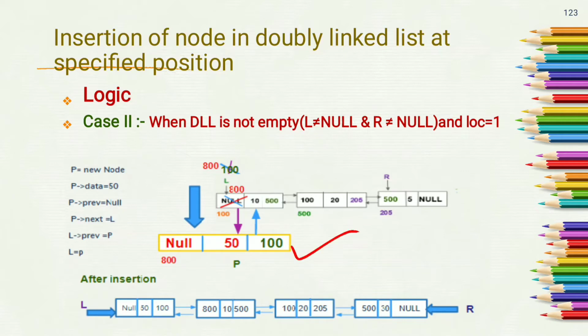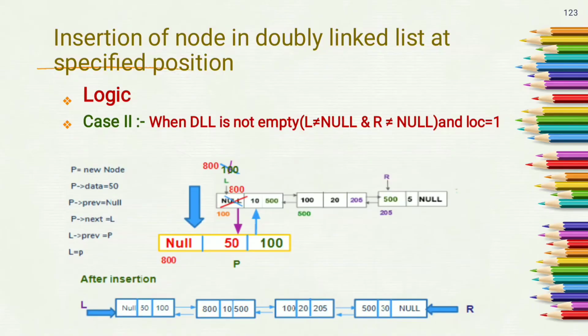Now we want this new node to become the first node of the doubly linked list. For that we have to point L to this node, because L always stores the address of the first node. So we have to change the value of L to P, so we write L equals P. That means initially L contains 100, which is the address of the old first node. Now L contains 800, which is the address of the new node.